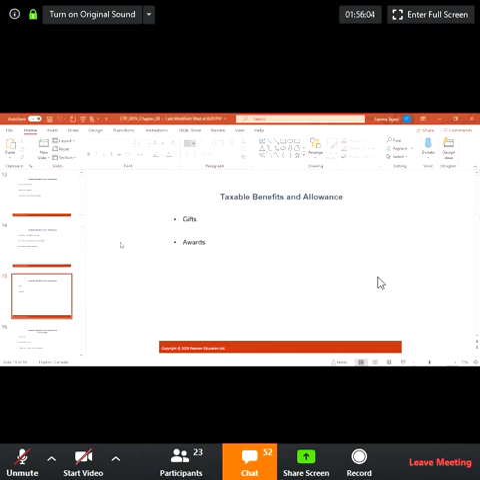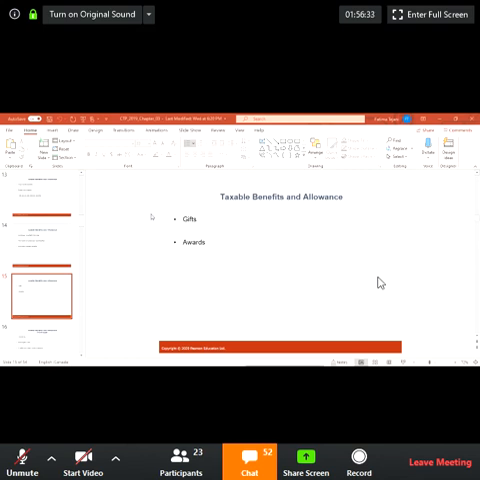Gift. Now, there is something called gifts, awards, and long service awards. A gift or award that you give an employee is a taxable benefit from employment, whether the gift is cash, non-cash, or a near-cash benefit.